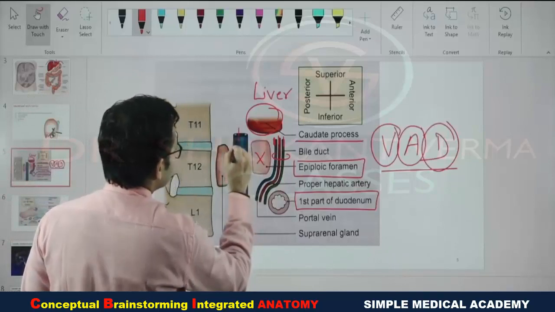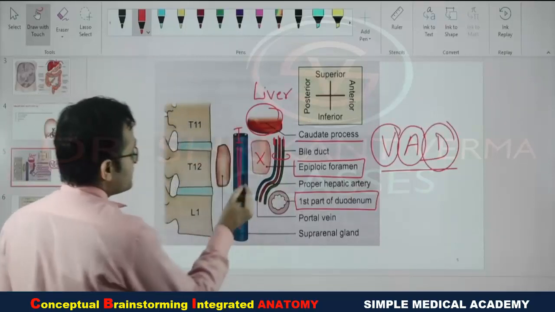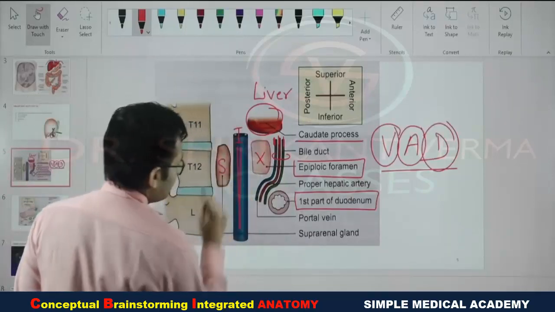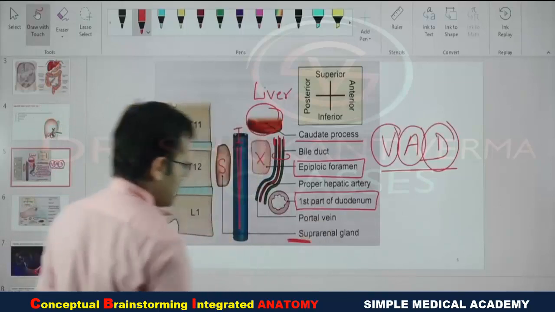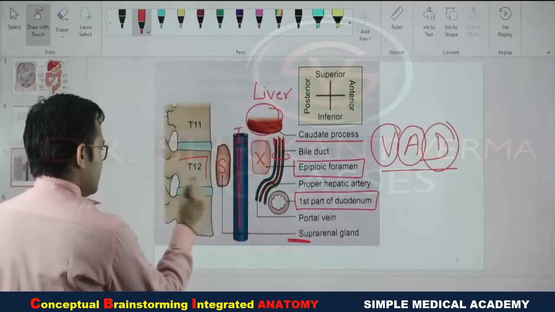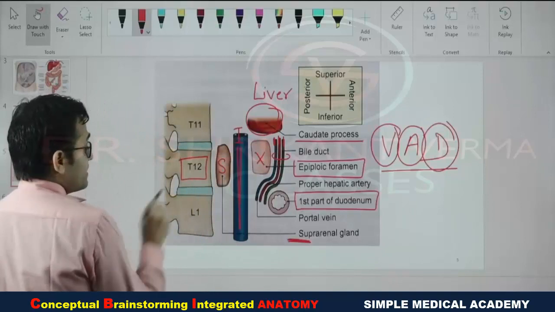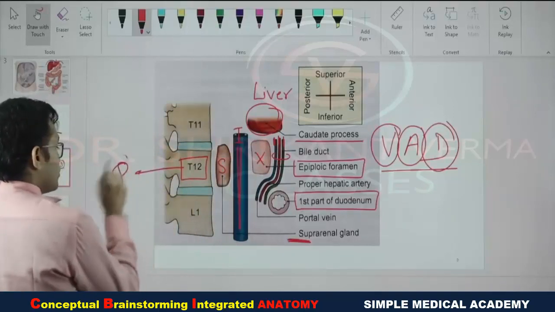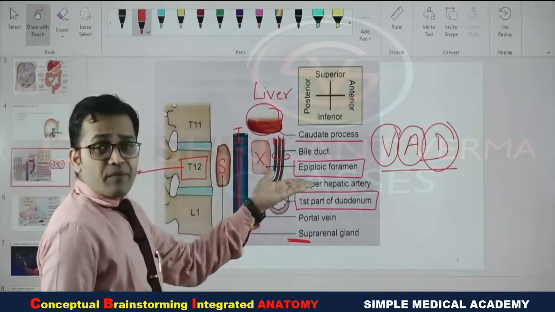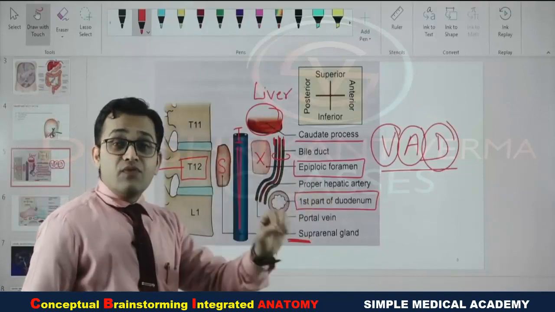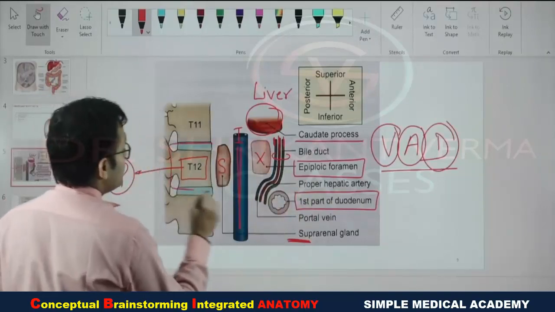While the posterior boundary is formed by this blue color structure. This is the inferior vena cava, and just behind it there is the one gland, that is the suprarenal gland, and behind it there is the vertebra. Which vertebra? T12. So this was also the MCQ. Epiploic foramen is located at which vertebral level? Your answer is the T12.